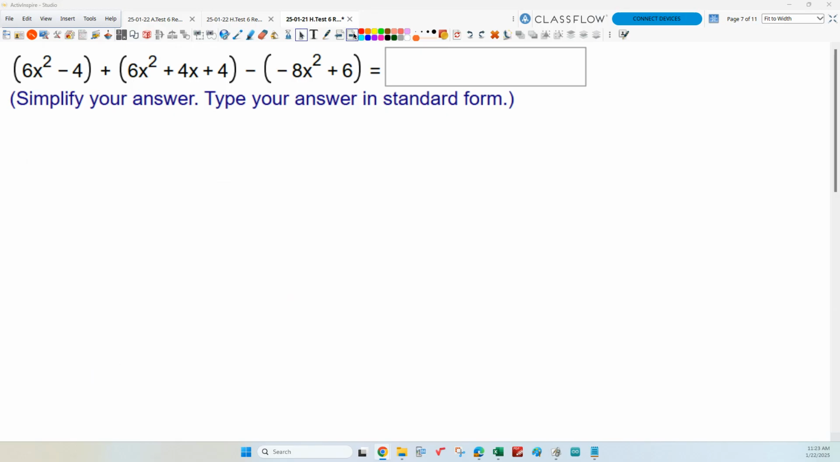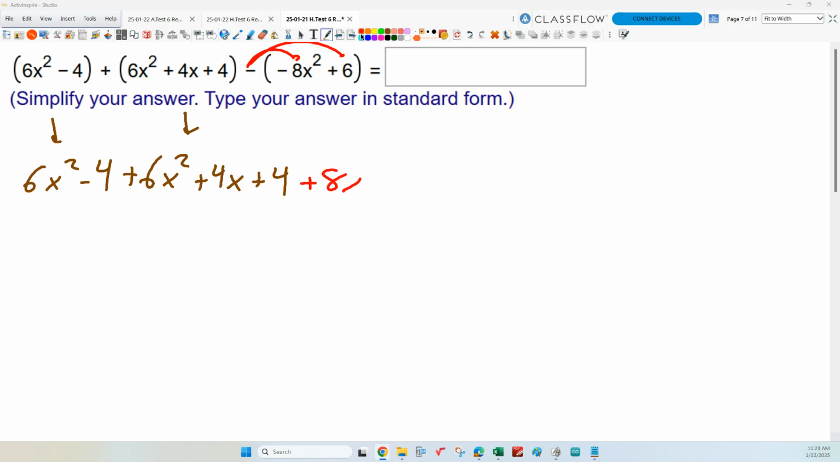Okay, this one, these are just a piece of cake, right? We're just adding and subtracting terms. The first two, nothing is being distributed and there's no exponent, so all I do with the first two is just eliminate the parentheses, right? 6x squared minus 4 plus 6x squared plus 4x plus 4. Now what do I have to do on the third one? Good, I've got to distribute the negative, which gives me plus 8x squared.